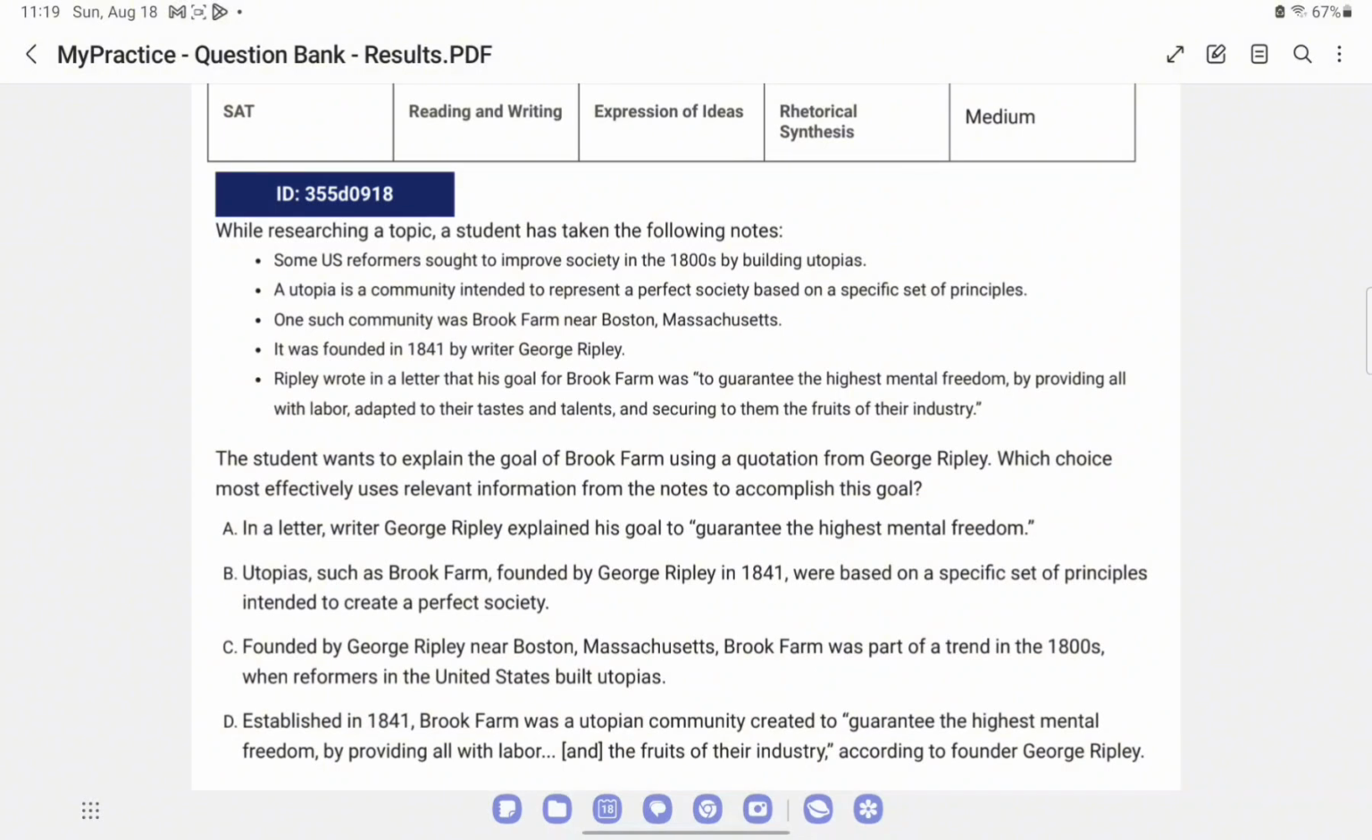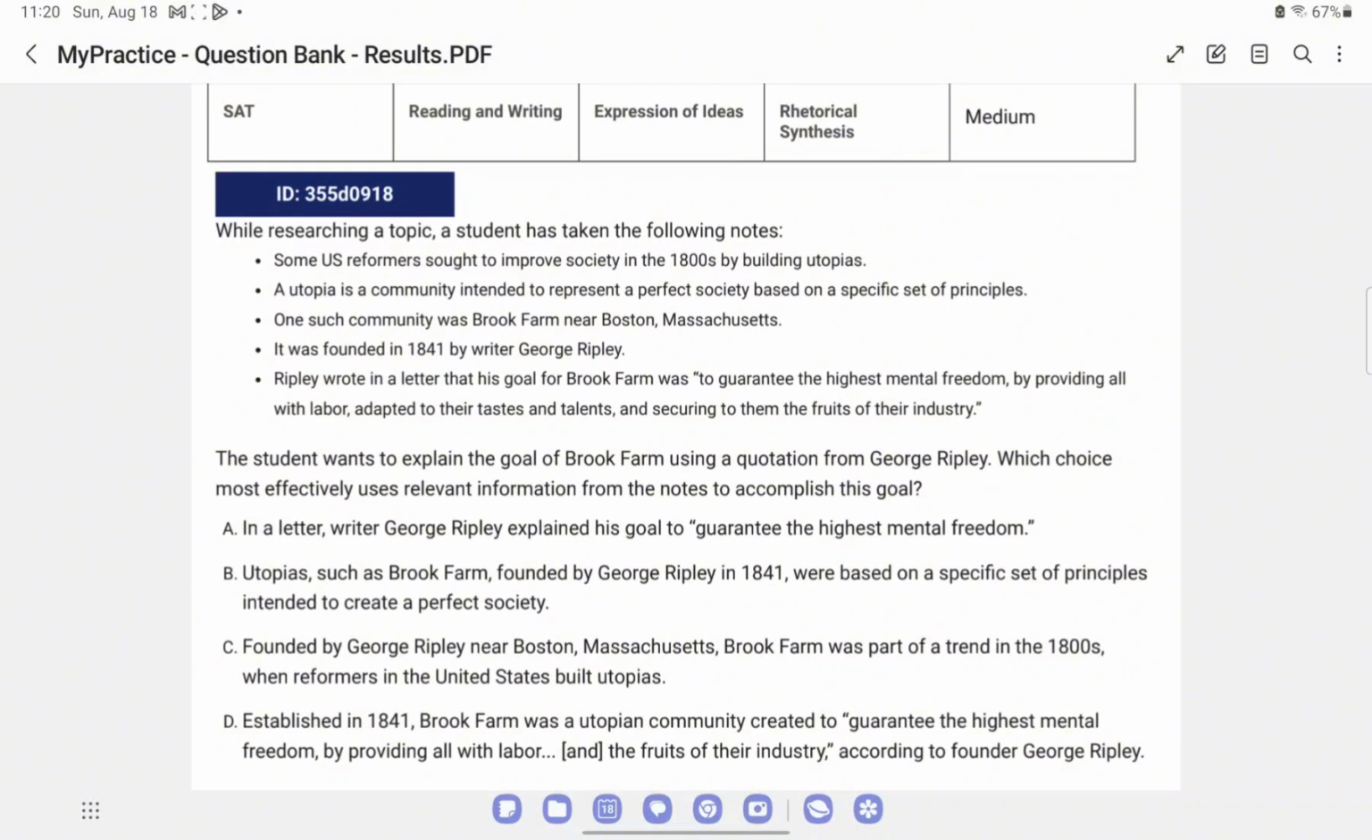So we're trying to say the goal of Brook Farm. I'm gonna read the notes for this one just so that I can know the goal. Just from skimming it, I see that the goal is in the fifth bullet point. It says, to guarantee the highest mental freedom by providing all with labor adapted to their tastes and talents and securing to them the fruits of their industry.